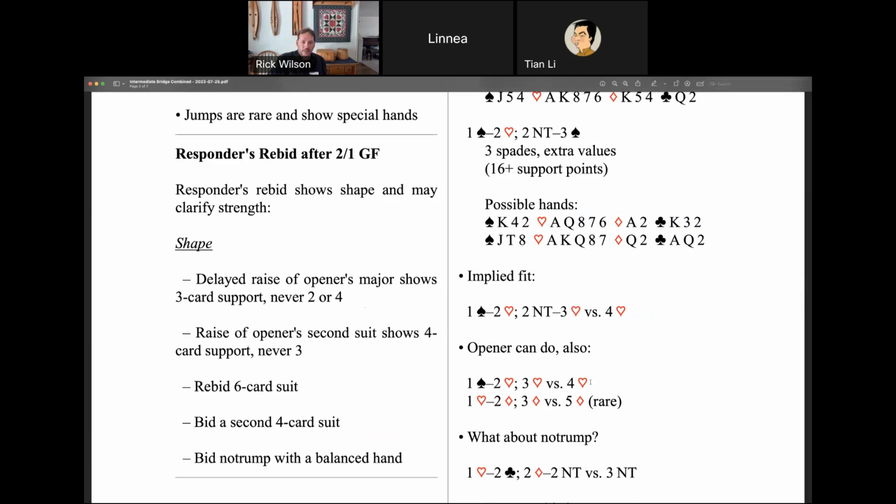And what they're saying here also is 1 spade, 2 hearts, and then a 3 heart versus 4 hearts by opener. Opener can do fast arrival also with a minimum opener with support for responder's suit. And 3 hearts would normally show extra values.